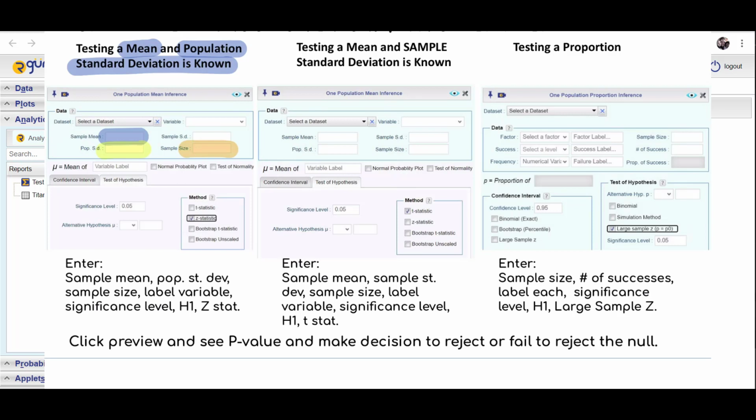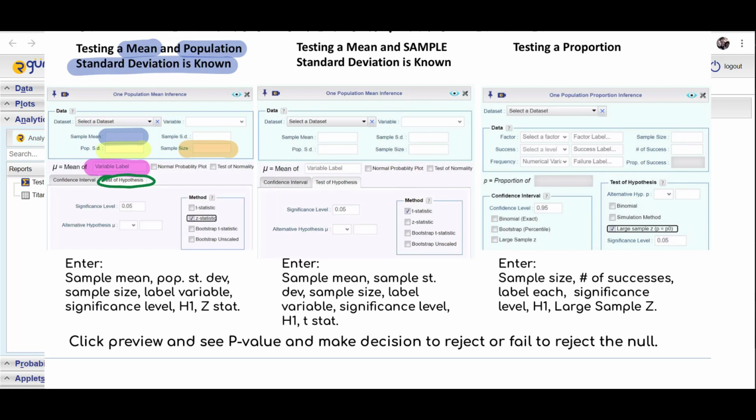And then just like for confidence intervals, you're going to fill in your variable label. Now, here's the difference. You are going to choose the Test of Hypothesis tab. Before, we kept it on the confidence interval tab. And actually, you can toggle back and forth and do both at once. You can find a confidence interval and test your hypothesis at the same time.